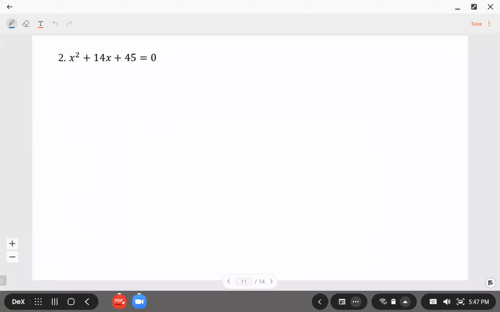So, Steven is correct. X is -5 and -9. Okay, see here, 45. Two numbers that multiply to 45 and add up to 14. It's going to be 5 and 9. X equals -5 and X equals -9. Very good, Steven.